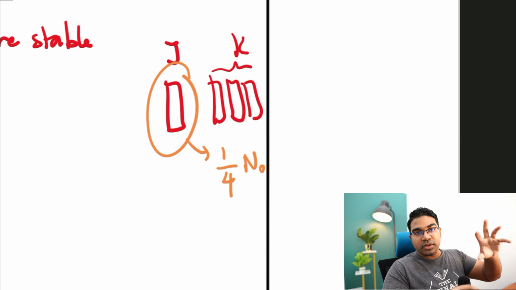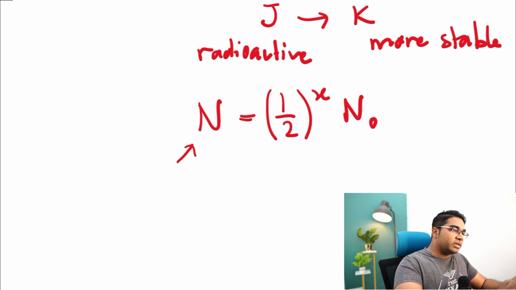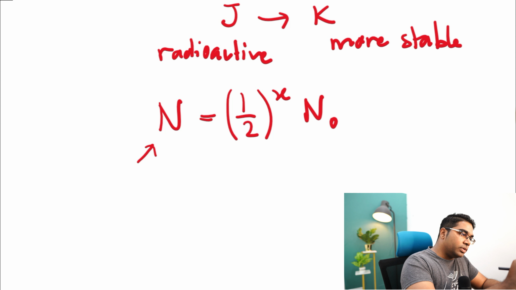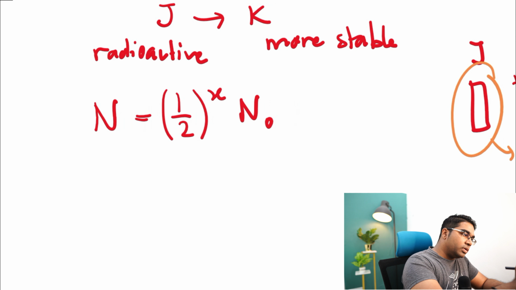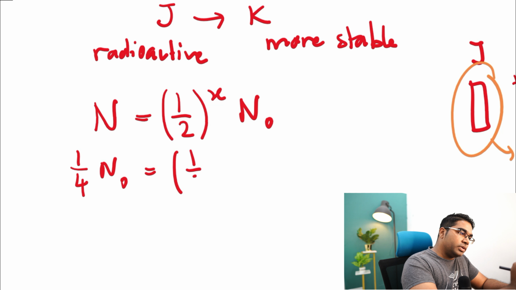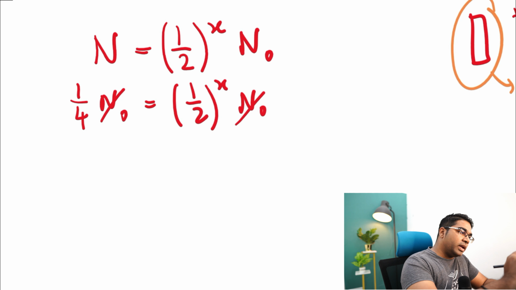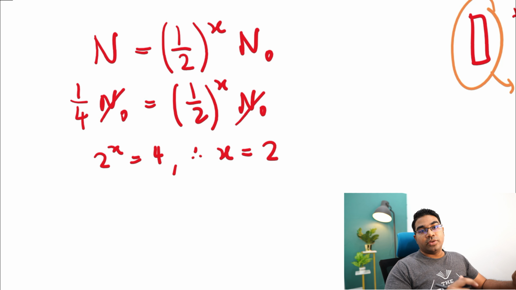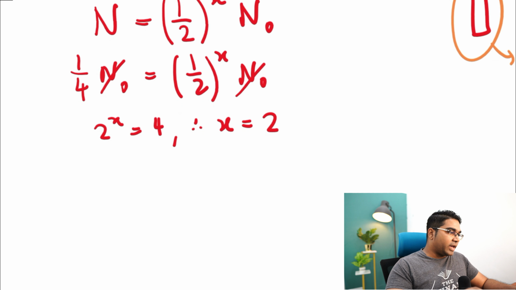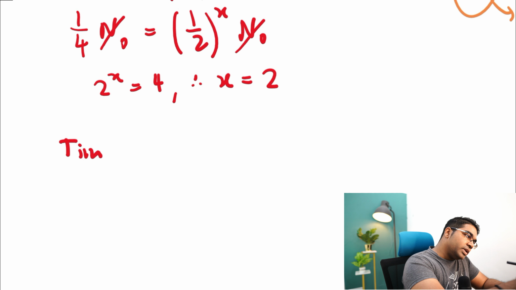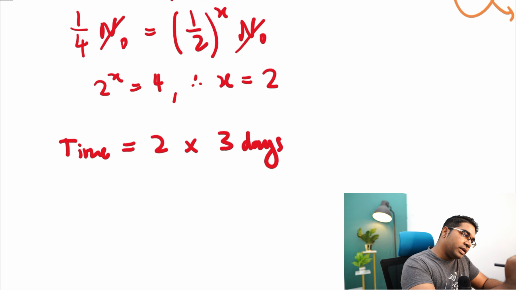And so now we can substitute this as our N. When we substitute this, N is equal to 1 over 4 N naught. It's the same process again, equal to 1 over 2 to the power of x multiplied by N naught. Eliminate the N naught, and now we end up with 2 to the power of x is equal to 4. Therefore x is equal to 2. And so we found the number of half-lives. So the actual time taken would be 2 half-lives multiplied by the duration of 1 half-life, and that is a total of 6 days.